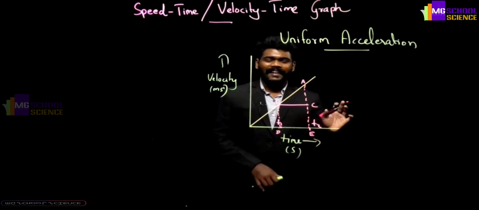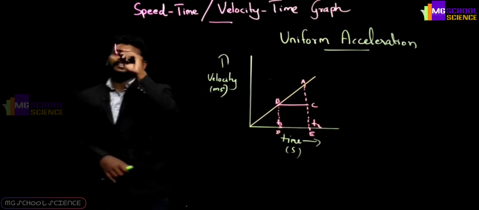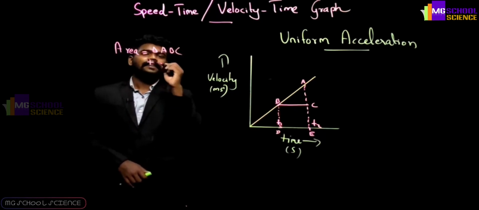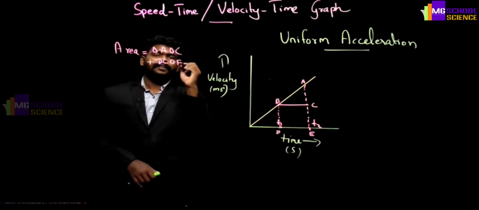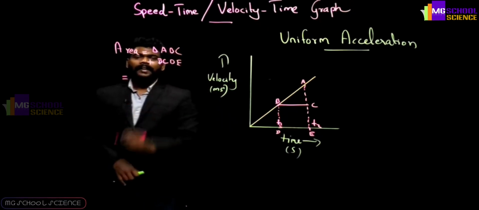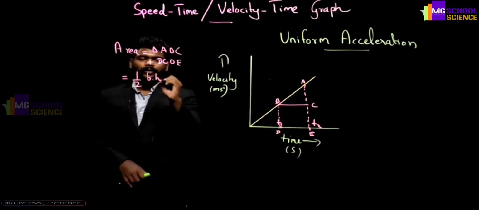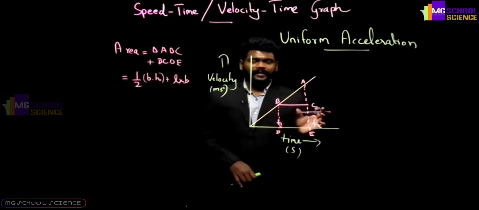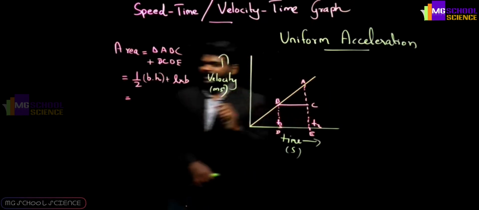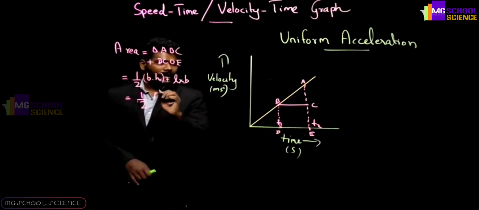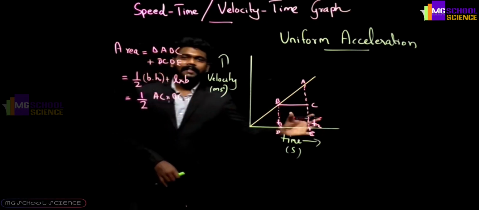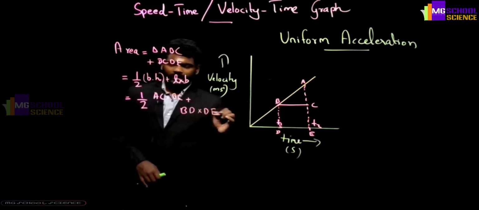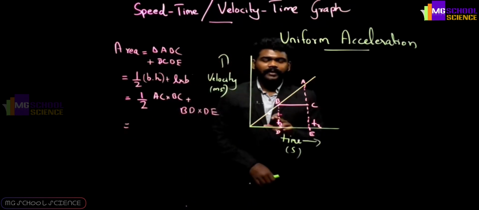Then the total area under this line will be area is equal to area of the triangle ABC plus the rectangle BCD. Now, what is the area of the triangle formula? We know that area of the triangle is nothing but half into base into height, plus the rectangle formula is nothing but length into breadth. Now, tell me what is the base and height here? Base is nothing but BC and height is nothing but AC. Therefore, you get area as half into AC into BC plus the area under the rectangle, which is nothing but BD into D. BD into D gives you the total distance traveled within the time interval t1 and t2.